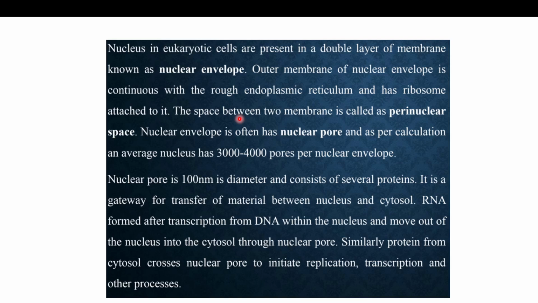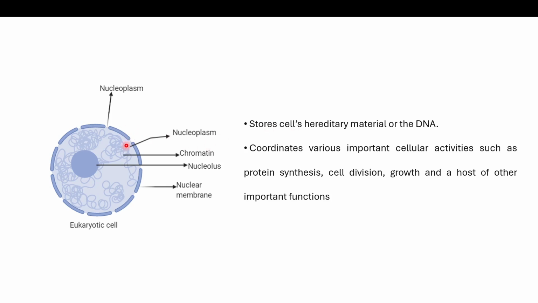Now, when we talk about the nucleus, the eukaryotic nucleus has a double layer of membrane known as the nuclear envelope. The outer membrane of the nuclear envelope is continuous with the rough endoplasmic reticulum and has ribosomes attached to it. The space between the two membranes is the perinuclear space. And the nuclear envelope often has nuclear pores. We looked at the nuclear pores here, these ones. These are the nuclear pores in between.